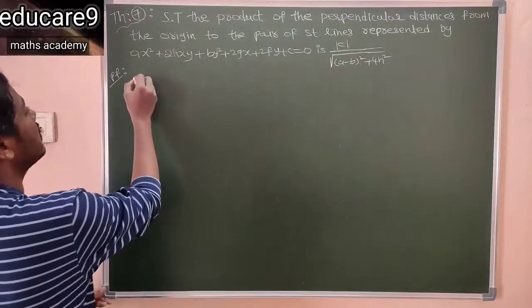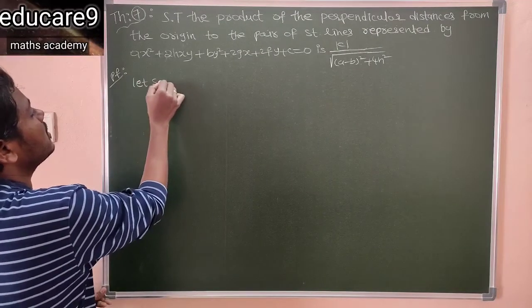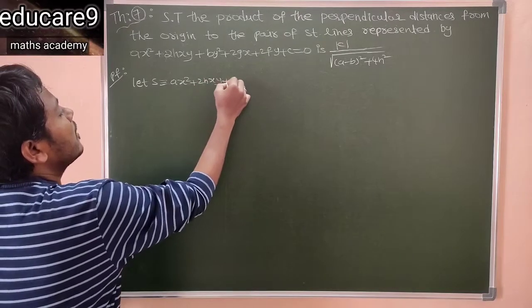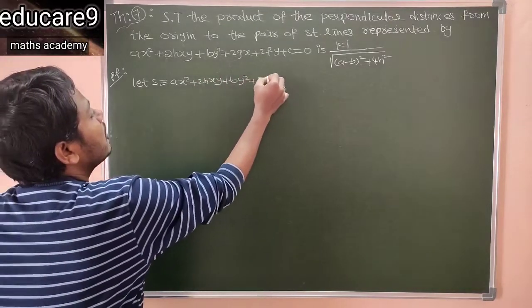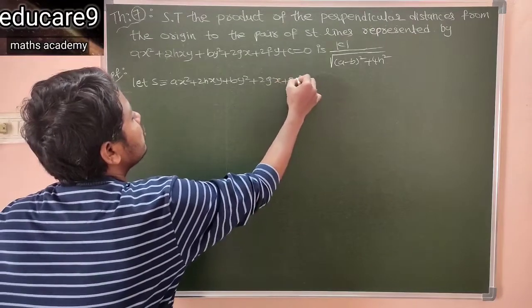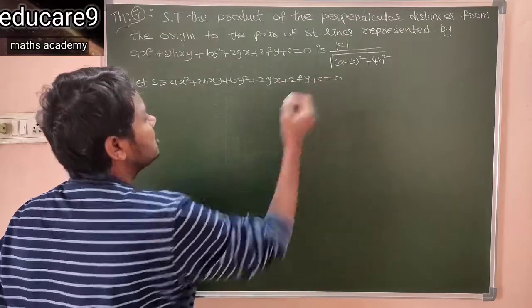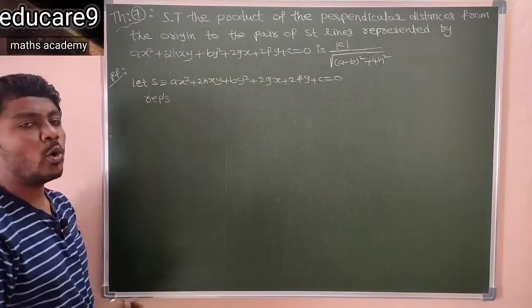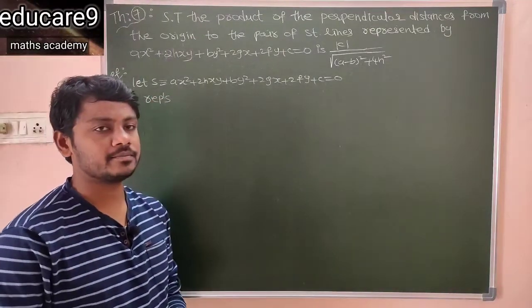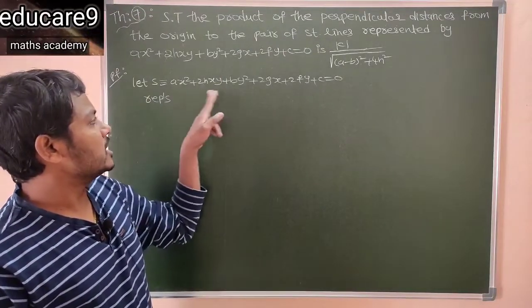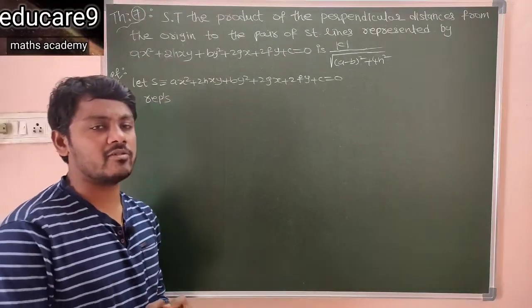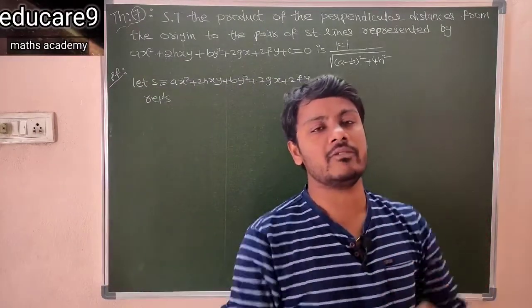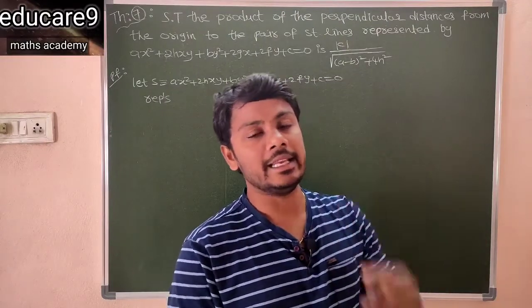So, see the proof. Let S = ax² + 2hxy + by² + 2gx + 2fy + c = 0 represent a pair of straight lines. Here this is a non-homogeneous equation of degree 2. So clearly it represents two non-homogeneous equations, that are linear equations.